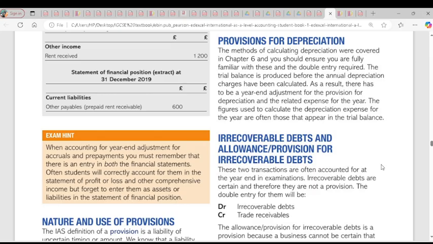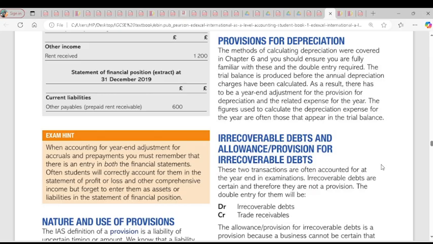Now for provision for irrecoverable debt, it is not certain because you don't know the total number of customers that will not pay back. So you are making the provision for it in case the debt goes bad. If the debt goes bad, it becomes irrecoverable debt. But in case the debt goes bad, that is the provision we are making.